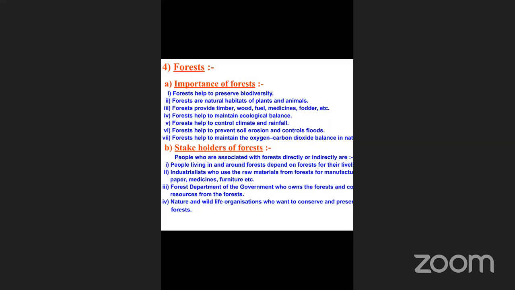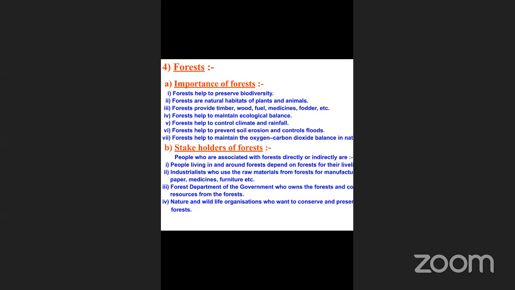Clear? Okay. So what are the importance of forest? Question can be asked for 2 marks. You should know that these forests are the biodiversity hotspots. They are the natural habitats of plants and animals. They provide timber, wood, fuel, medicines, fodder, etc. They help to maintain ecological balance, and forest help to control the climate and rainfall. Clear? Is it clear, children? Yes, ma'am. Okay.